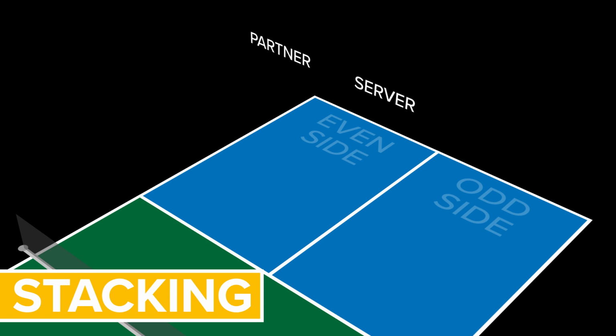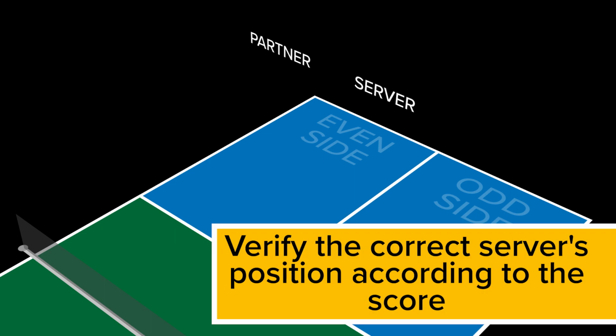To track stacking players, focus first on the correct server according to the server clip's position. Does that player have the ball? If not, be prepared to call a fault. Next, verify the correct server's position according to the score.